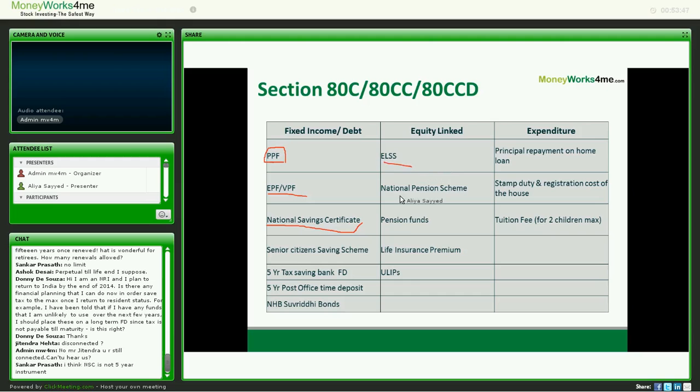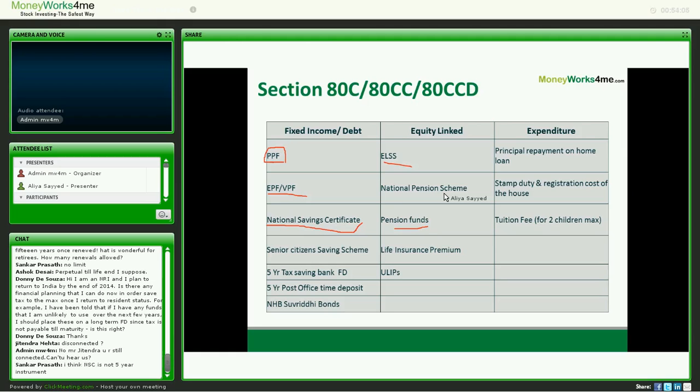Then you have pension funds. Pension funds are nothing but schemes that help you invest for your retirement or for your pension after your retirement.